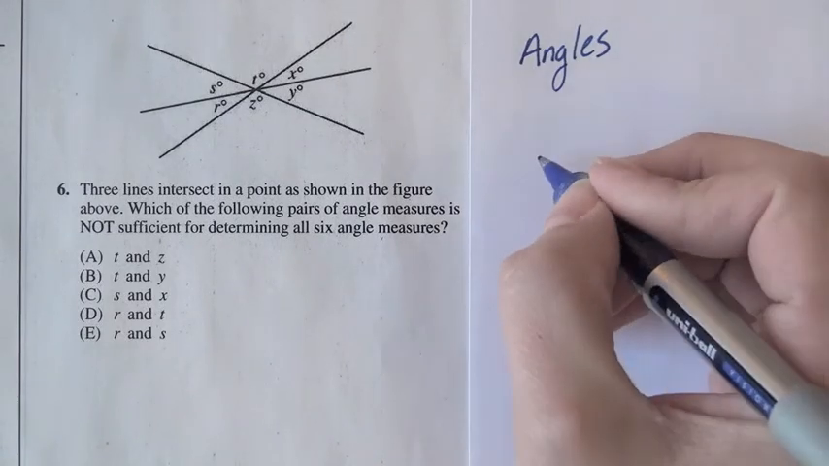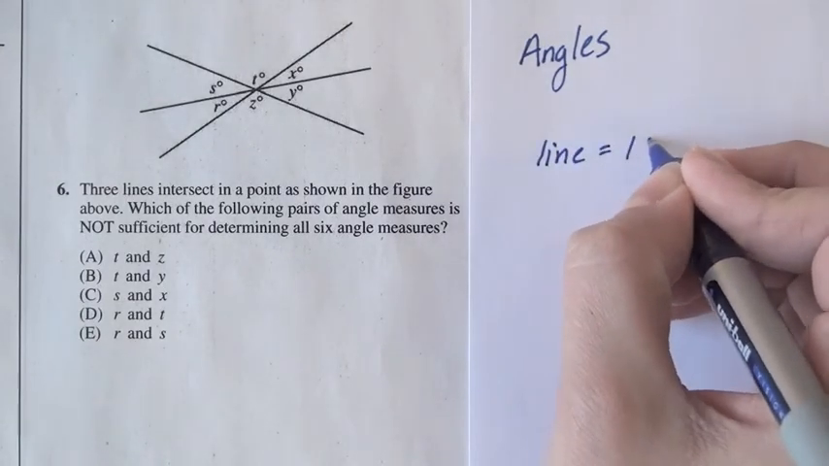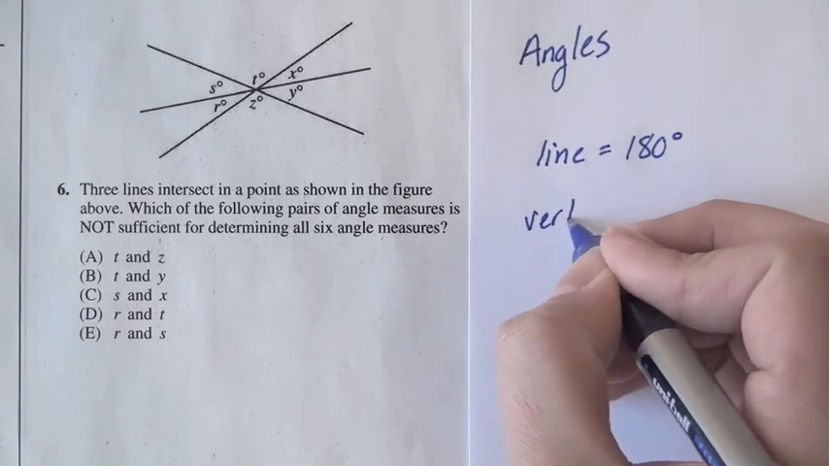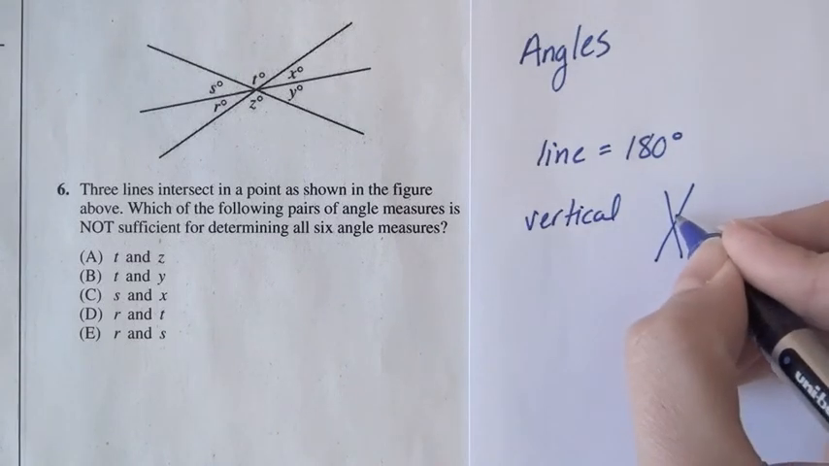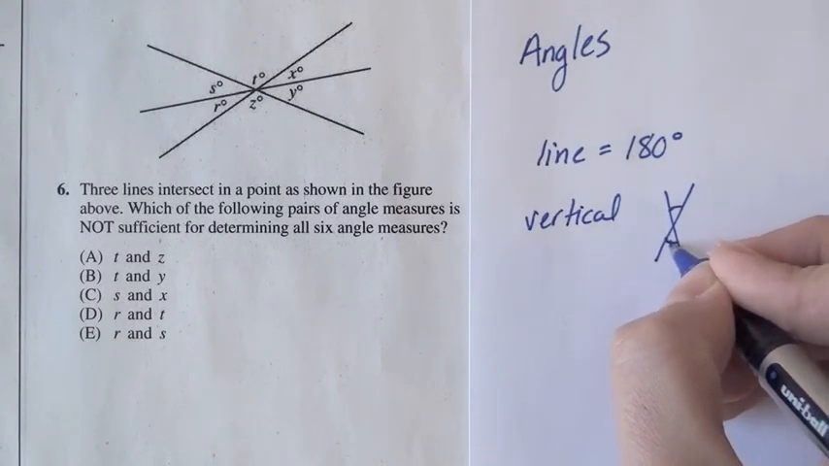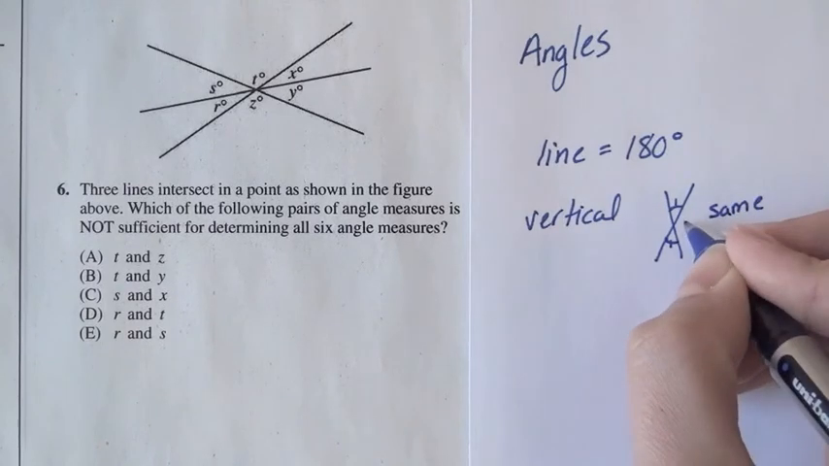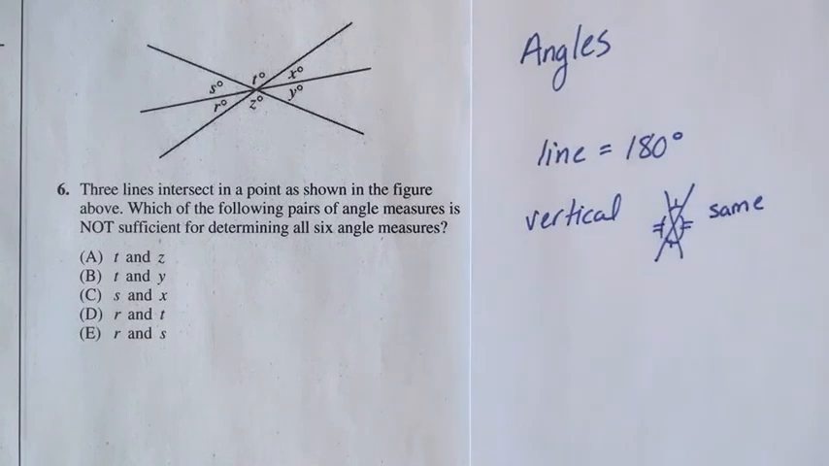The only things you need to know is that a line adds to 180 degrees and that vertical angles look like this. It's when you have 2 lines crossing and the angles on top of each other are the same. Same deal with the angles across from each other. They are also the same. That's all you need to know to solve this problem.